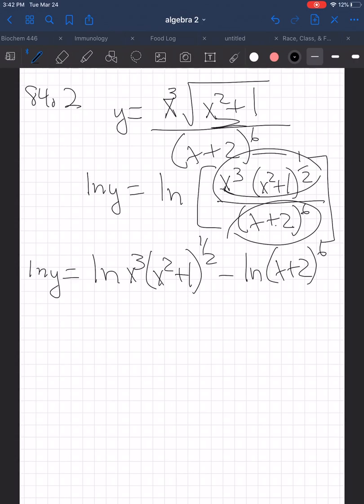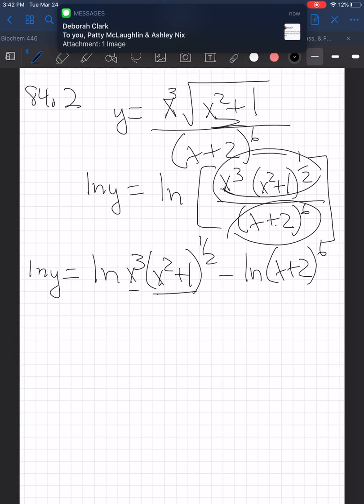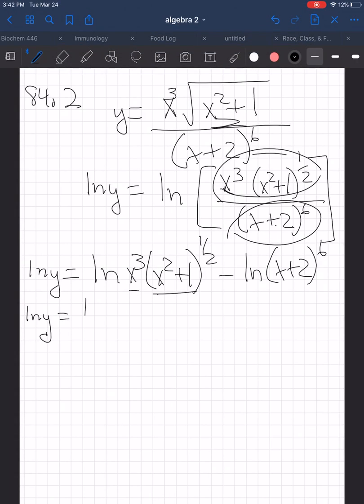All right, these are multiplied. When they're multiplied, what do we do to the logarithms? Well, we subtract to divide, so what do we do to multiply? We add. So we're going to have natural log of y equals ln of x cubed plus ln of (x squared plus 1) to the 1/2 minus, we don't have to do anything to this, so we can go ahead and bring the 6 out in front because it's a power.